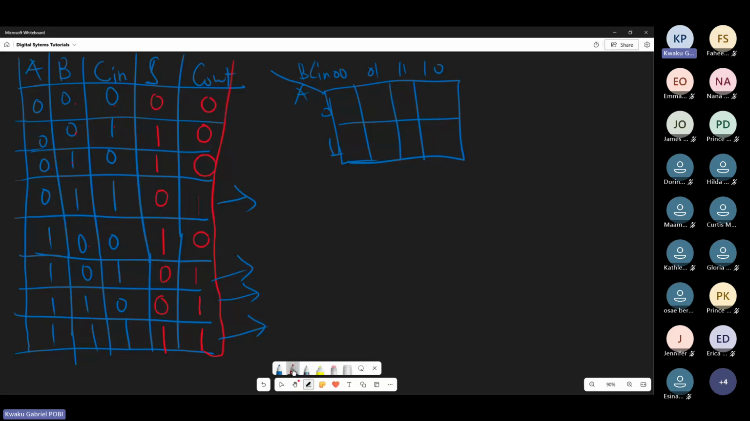So here, this is for the sum. The sum, we have the first 4 bits as 0, 1, 1, 0, so we'll fill 0, 1, 1, 0 here. Then the last 4 is giving us 1, 0, 0, 1. And I've told you this looks like an XOR gate. So it means the sum is just A XOR B XOR C in.